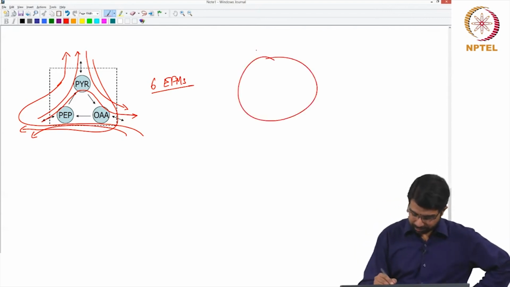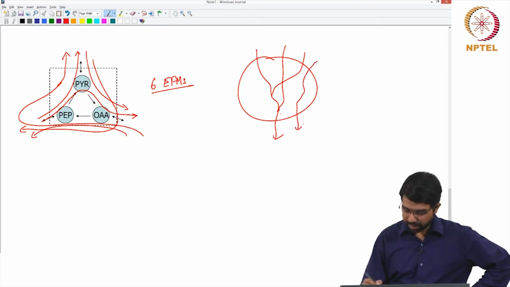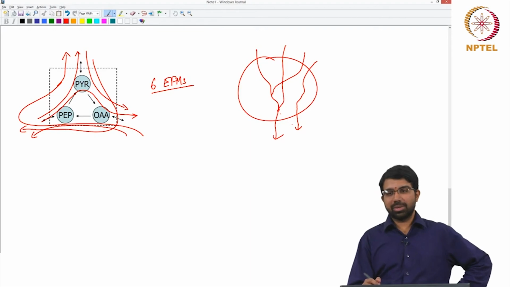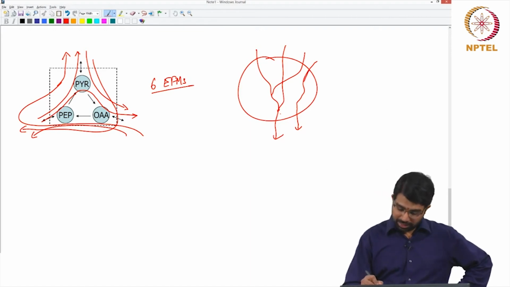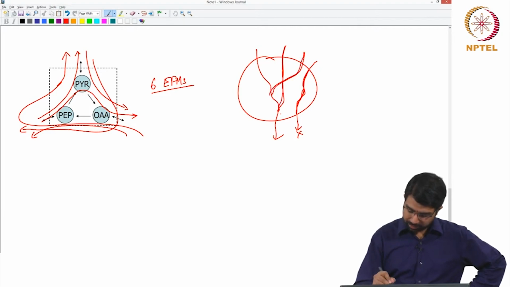See, let us say this is biomass and there is some other non-essential pathway that is going on. This is still likely an EFM, but it won't even be lethal. If this is not produced, maybe nothing happens to the cell, but these may be essential EFMs.